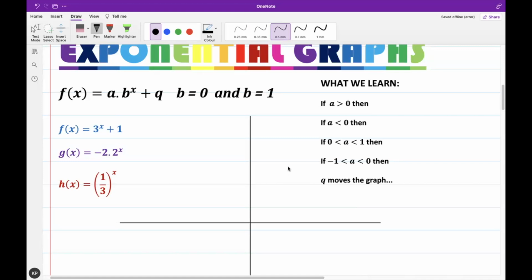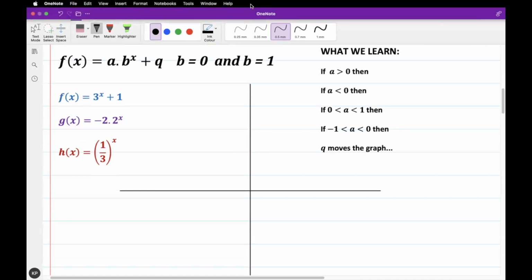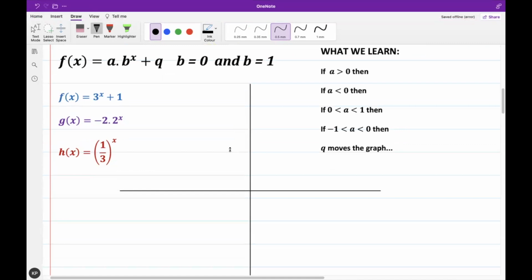Now, we know something about q. For all of the graphs that we have done, what does q do for the graphs? What happens with q? We just saw it now. If I have a graph and there is a q value, what does it do to my original graph? It moves it, right? Does it move it vertically or does it move it horizontally? How does a q move my graph?